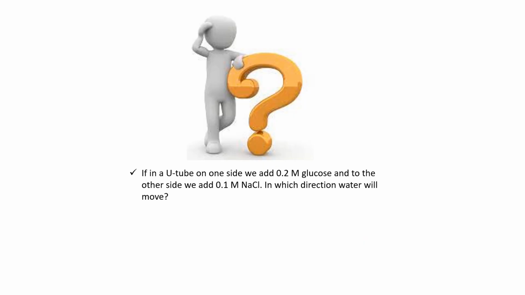Now, one question from my side for you all. If in a U tube, on one side we add 0.2 molar glucose and to the other side we add 0.1 molar NaCl, then in which direction will water move? Will it move from glucose to NaCl side or from NaCl to glucose side? For this, you have to remember the formula on which osmotic pressure depends. Osmotic pressure depends on i and C. So you have to calculate i and C here and then multiply. Then calculate i and C here and multiply, and then see where the concentration is more. Do let me know in the comment section.